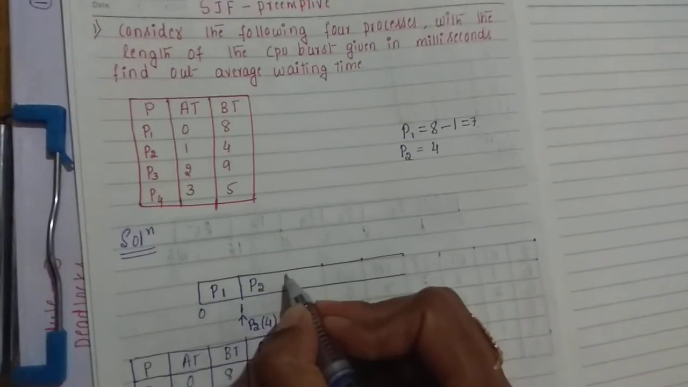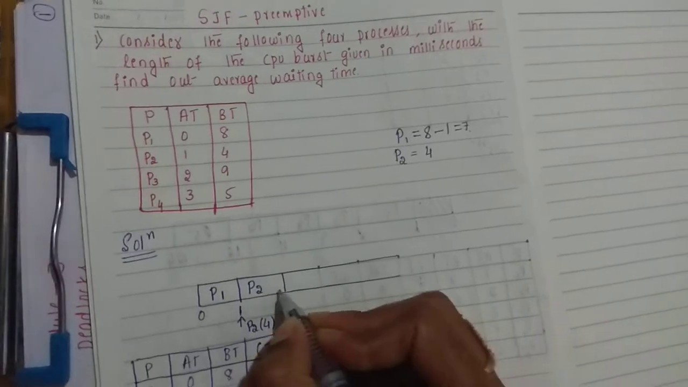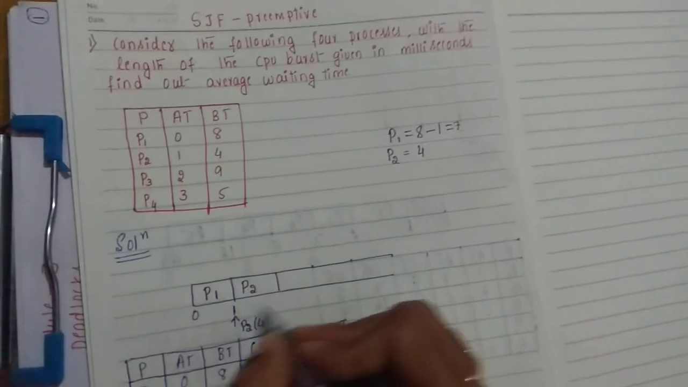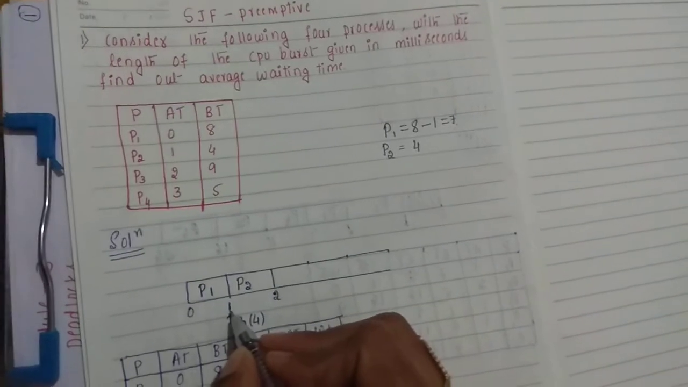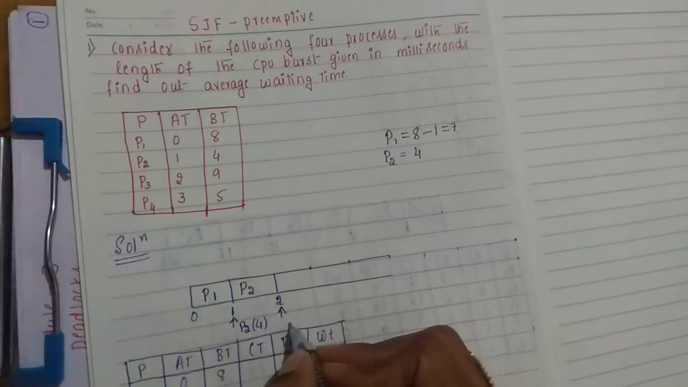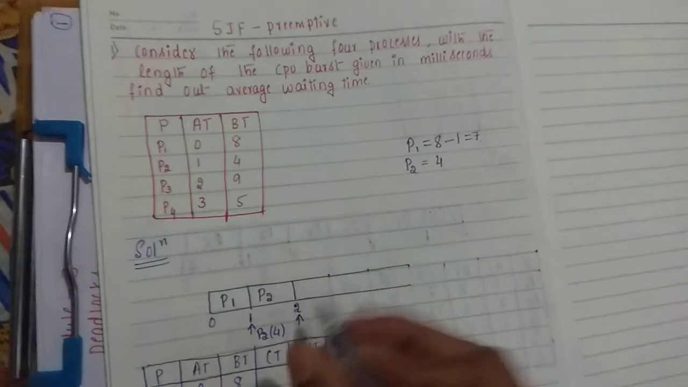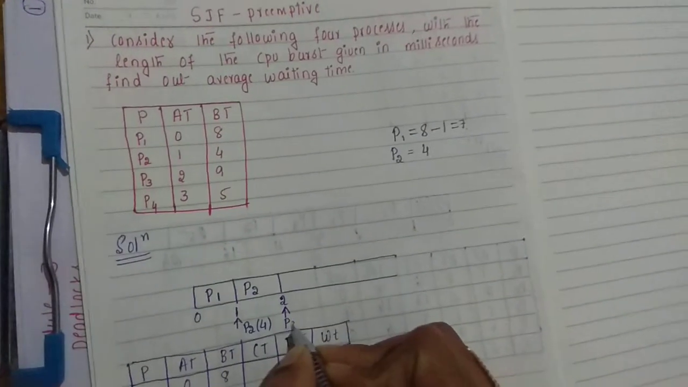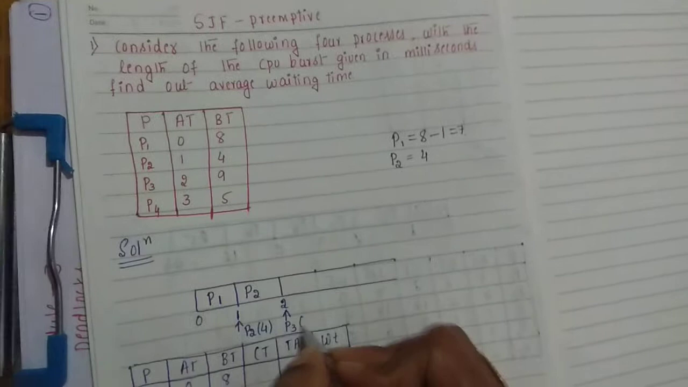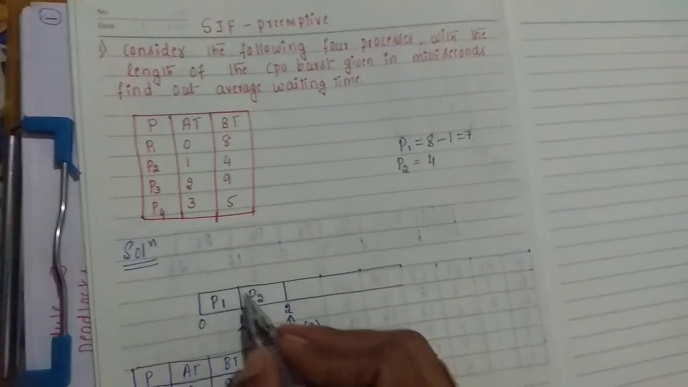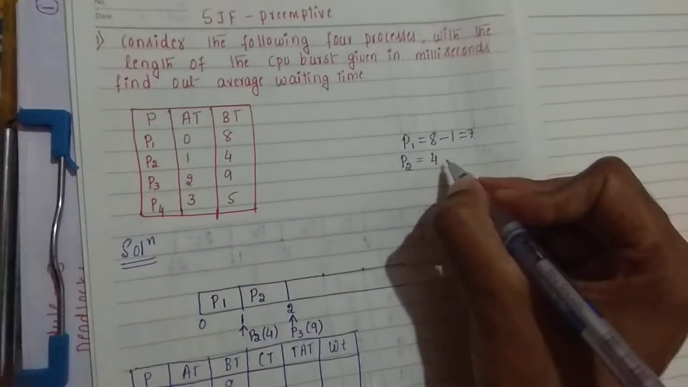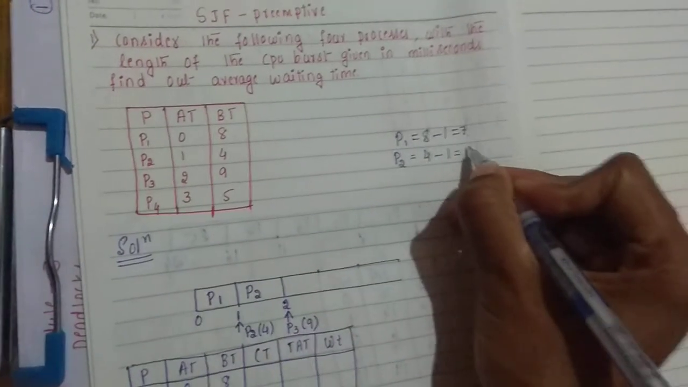After process P2 executes for 1 millisecond, you need to check again, and the time is updated to 2 milliseconds. At 2 milliseconds you need to observe whether any other process is coming. Just look at the chart. Process P3 is coming at 2 milliseconds and has a burst time of 9. And update process P2: he got a chance for 1 millisecond, so minus 1, that is 3.